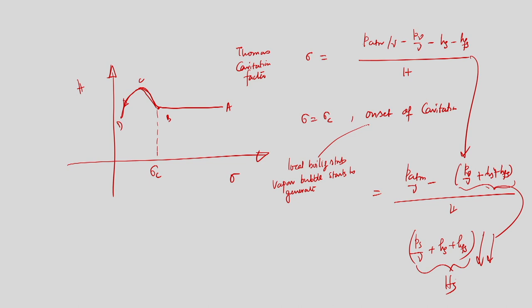So this is the significance of the Thoma cavitation factor. If sigma is greater than sigma C, this is known as the non-cavitating zone, or cavitation free operation. But when sigma is less than sigma C, this is known as the cavitating zone.